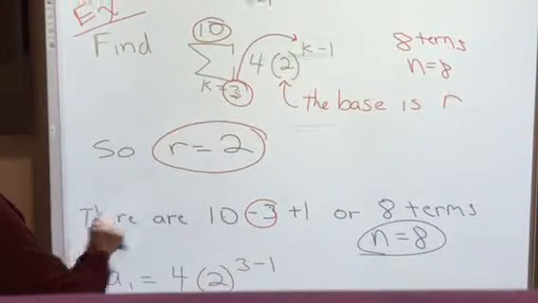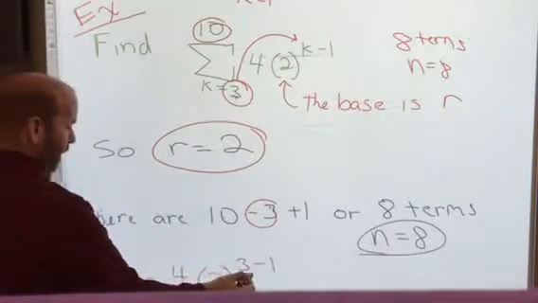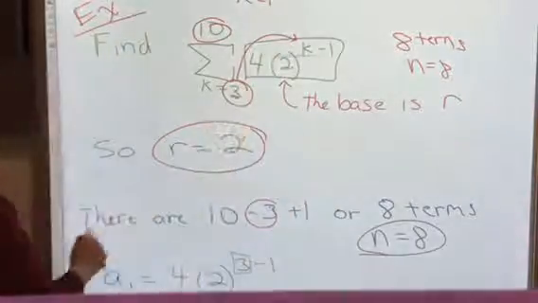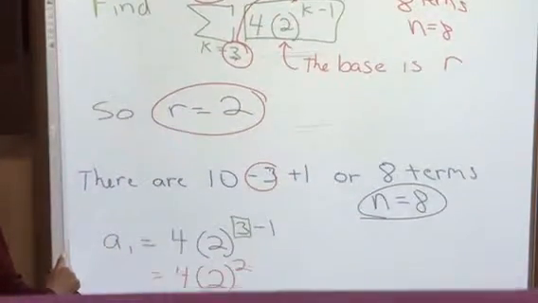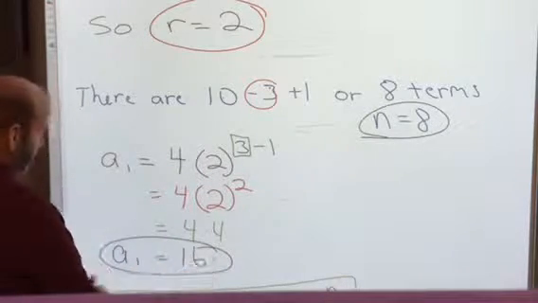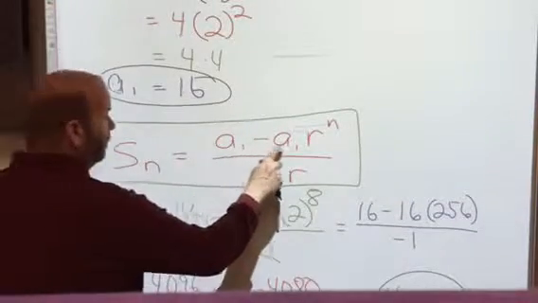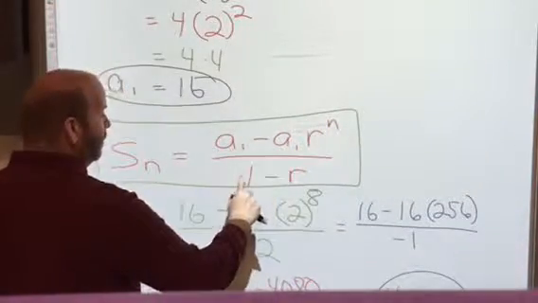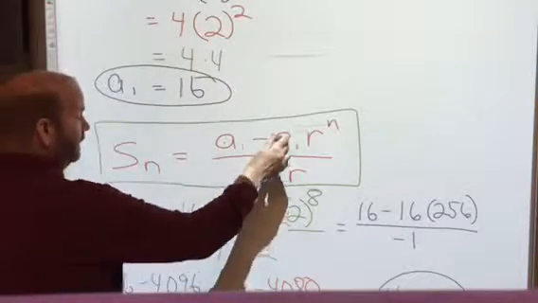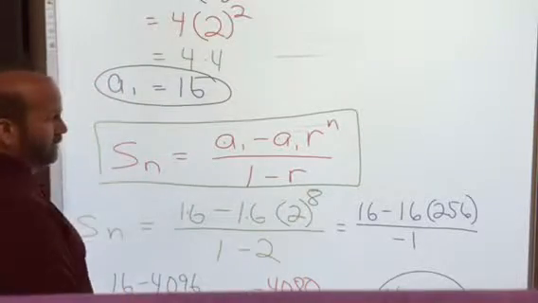Plugging in 3 for k, this is the given function. Plugging in 3 for k, you find out that a sub 1 is 16. So the first term is 16. So a sub 1 minus a sub 1 r to the n over 1 minus r. 16 is a sub 1, 16 is a sub 1, and r is 2. That was a given.